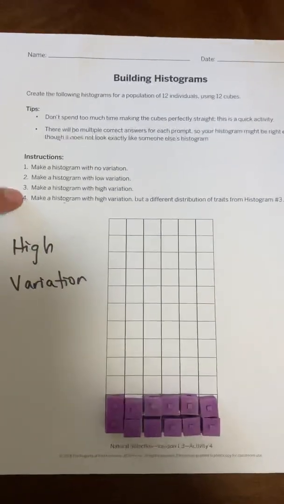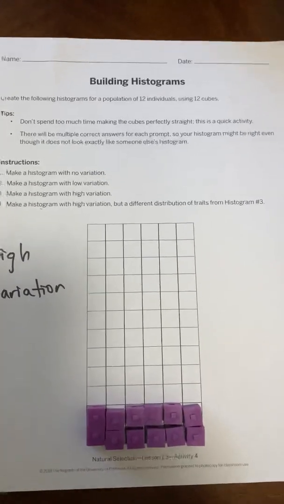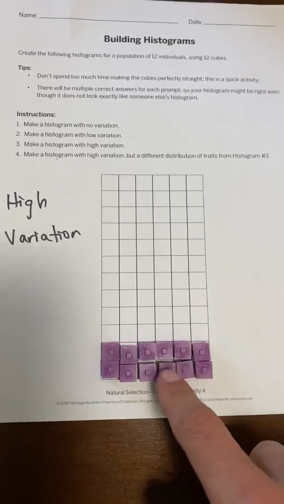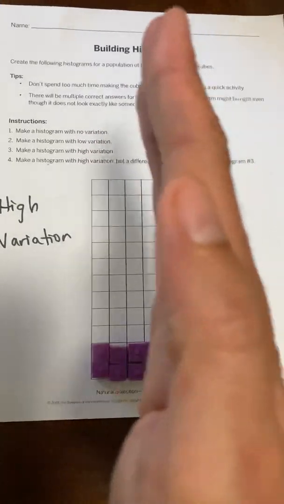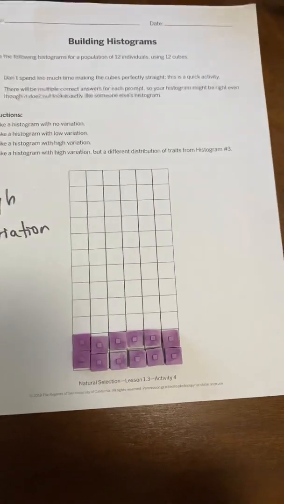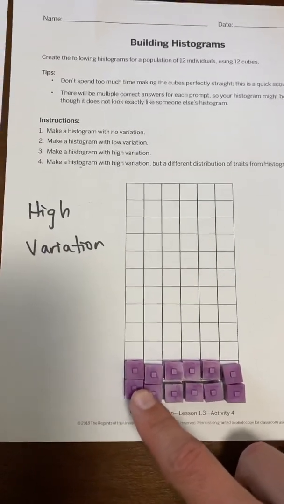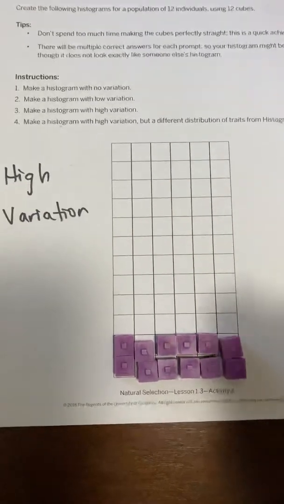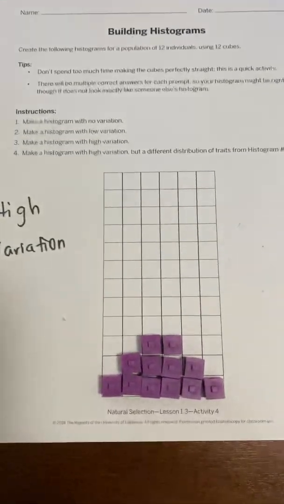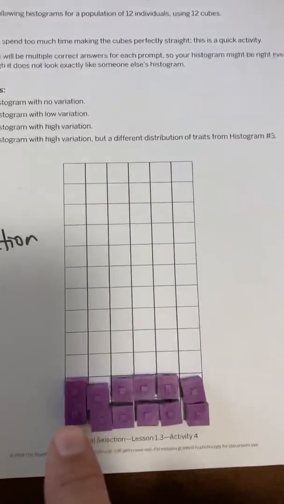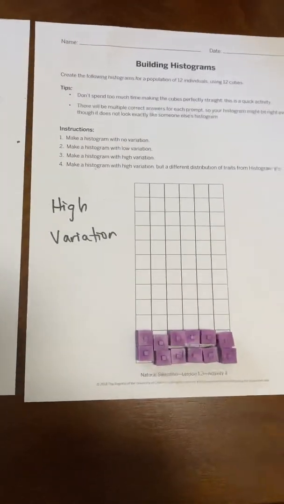And so then the last one is 4, make a histogram with high variation but a different distribution. So this is a high variation because you can see that all traits have a distribution. So each one of these columns has a distribution, but they're equal. So each trait has equal distribution. So every trait has 2 cubes in it. And so this is high variation, but it has a different distribution than this one because the cubes are not distributed equally here, and they are distributed equally here. They both still have a high variation. They just have a different distribution.